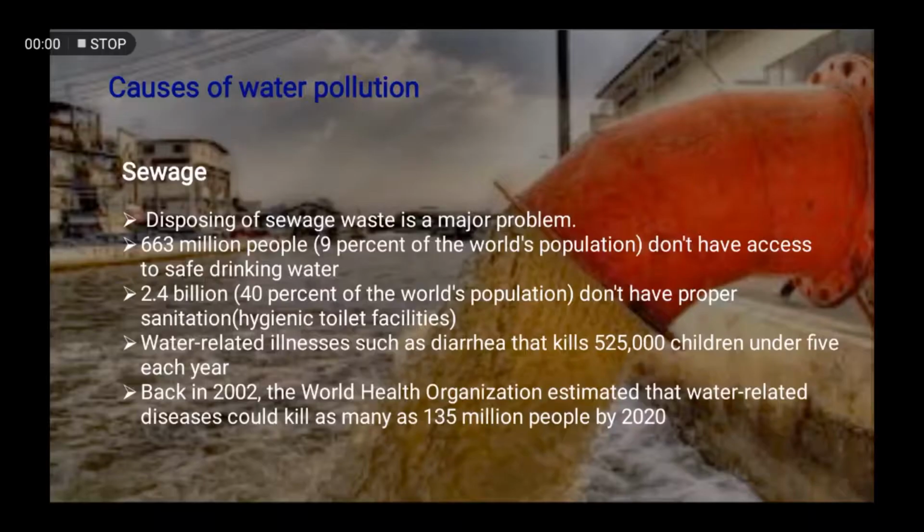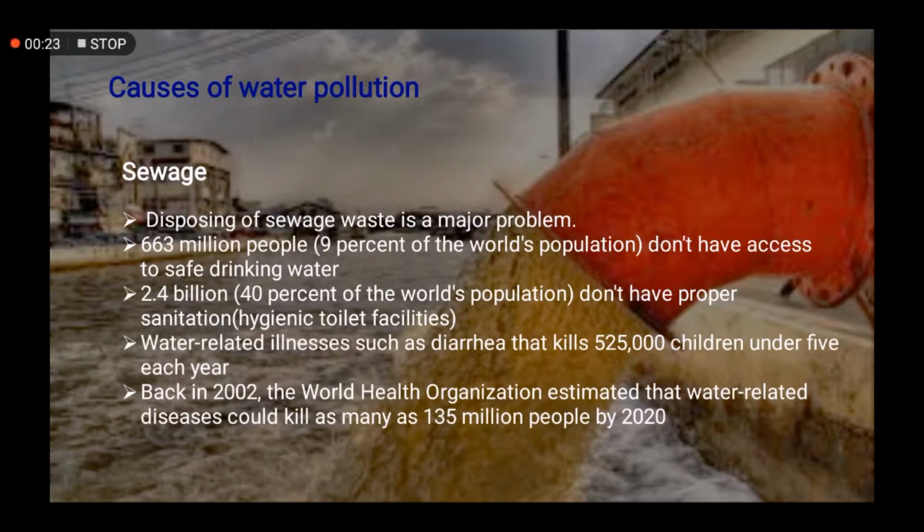Causes of water pollution. Sewage. Disposing of sewage waste is a major problem. 663 million people, 9% of the world's population, don't have access to safe drinking water. 2.4 billion, or 40% of the world's population, don't have proper sanitation, hygienic toilet facilities. Water-related illnesses, such as diarrhea, kill 525,000 children under 5 each year.